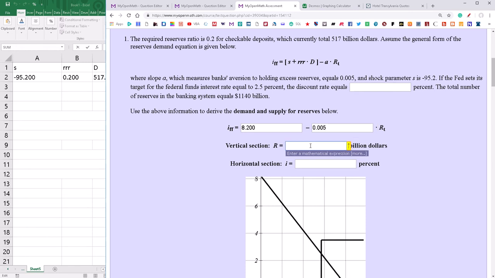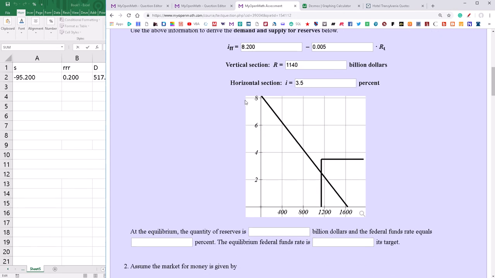0.005. The vertical section of the reserve supply curve is the quantity of reserves, which is $1,140 billion. The horizontal section is the discount rate. The discount rate is 100 basis points above the federal funds rate target, which is 2.5. So the discount rate would be 3.5. So the Fed sets the target at 2.5. The discount rate will be set at 3.5. And that kinks the supply curve down here.